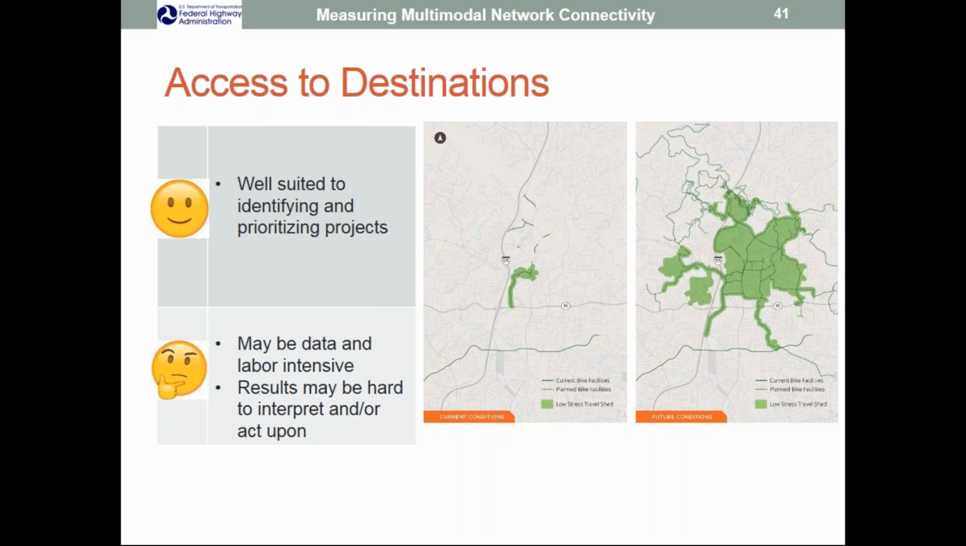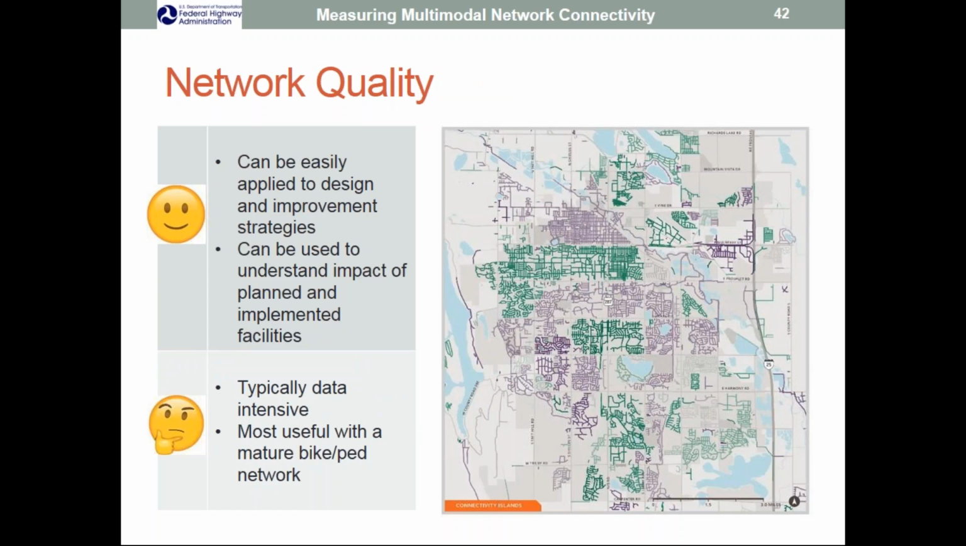Again, the more complicated the method, the more labor and data intensive it can be, and that's a time when automation and the increasing computing power is really getting to be something that's useful that we can use in cycling and pedestrian planning. Finally, network quality is an overarching aspect, and that can be used when you're looking at all of the other metrics, density, network completeness, network access, is what is the quality of the network when you're thinking about all of those metrics.